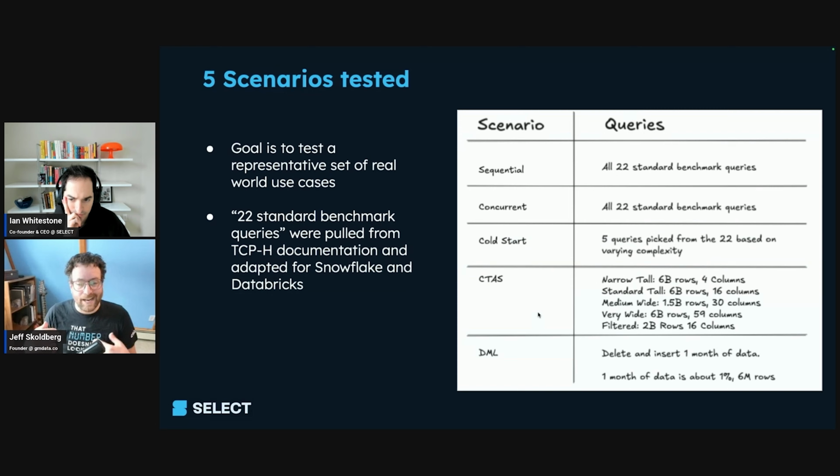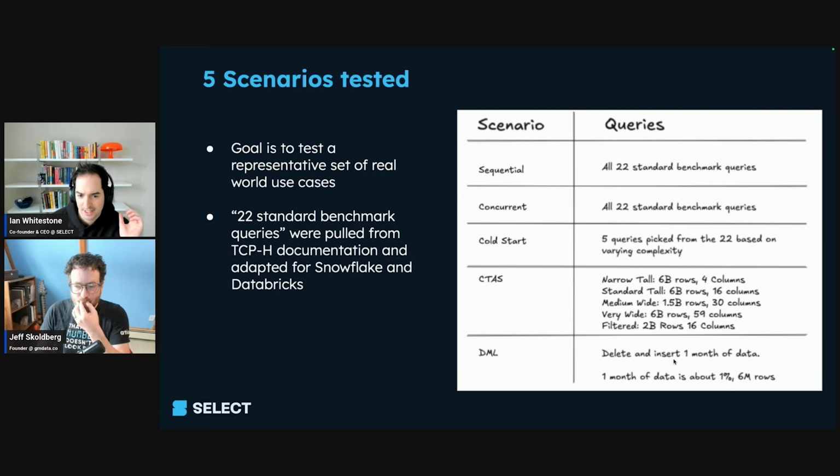And they're all very highly aggregated queries. Some of them have a lot of joins, some of them are very complex, others are simple. We'll look into the profile of some of those queries in a little bit. I'm going to save the explanation of the 5 scenarios for when we go through them, so that way I explain them fresh as we're looking at the scenarios. But you could see sequential queries, concurrent queries, cold start, so no warehouse cache, create table as select in different shapes, and then DML, delete plus insert, is the DML scenario.